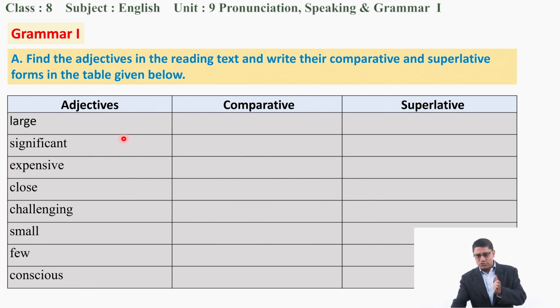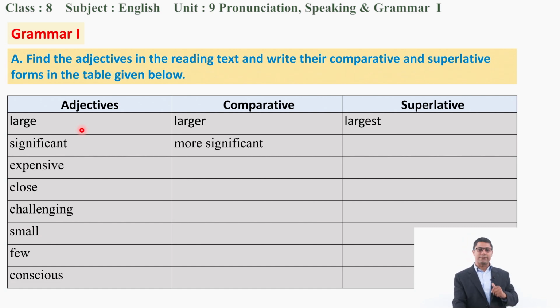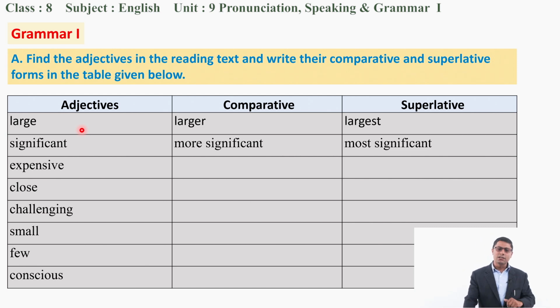Now, do you know what we need to do? Very good. We need to write the comparative form and superlative form of these adjectives. Let's start with large, though you have already seen it in the example. According to the example, the comparative form of large is larger and superlative largest. Now, it's your turn to do it. Significant. What is its comparative form? More significant? Okay, that's good. It's more significant. And superlative, can you say? Okay, very good. It's most significant.